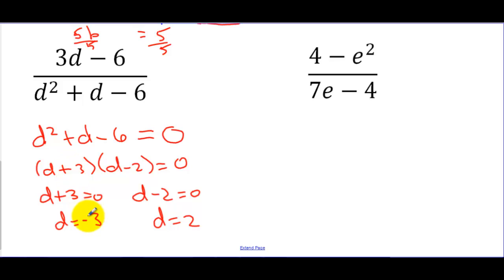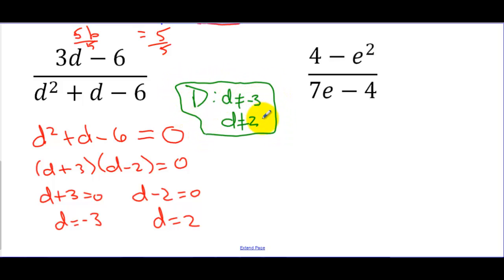These two values, -3, if I plug it in here and here and simplify all this, I get 0. Same thing for 2. Here's a simple example. If you want to see 2, I can say, well, 2 squared plus 2 minus 6. 2 squared is 4. 4 plus 2 is 6. 6 minus 6, that made the whole bottom turn into 0. That's why I don't like 2, because that gives me a 0 in the denominator. So I'm going to say that my domain is all values except d cannot be equal to -3, d cannot be equal to +2. My domain is all d values except for -3 and 2.